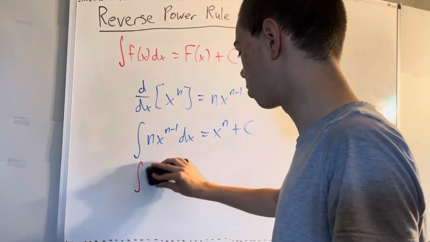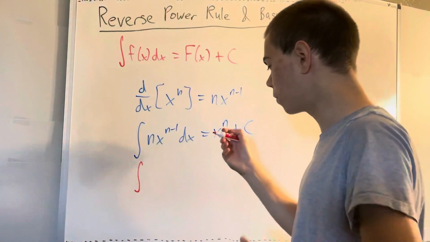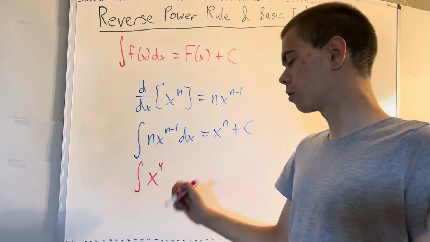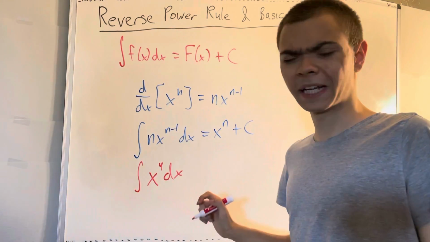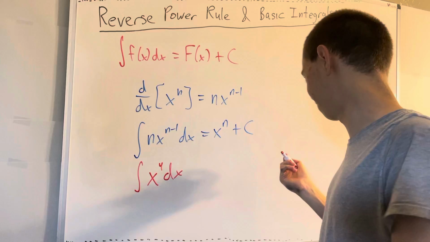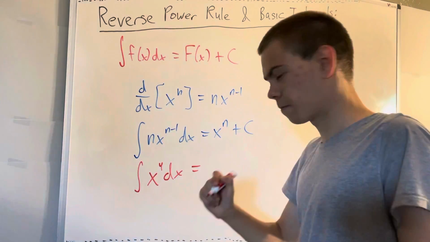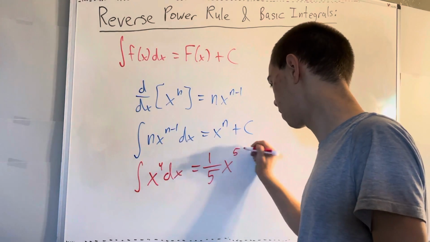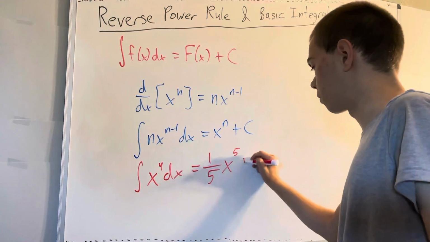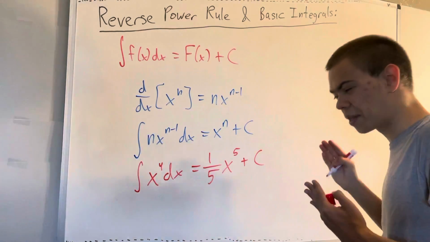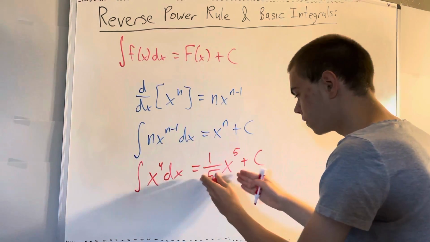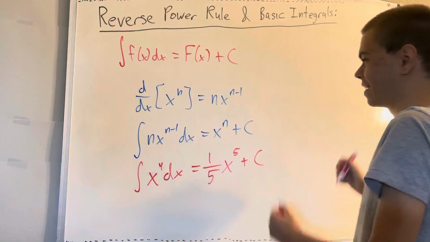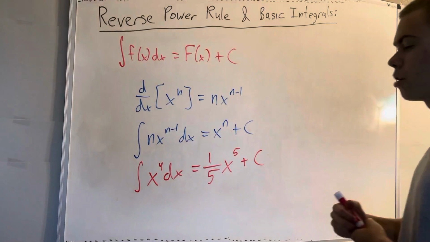So that's the integral of 4x cubed. But what if we wanted to find the integral of x to the 4th? What would this be? Well, if you think about it long enough, you'll figure out that it's going to be 1/5 x to the 5th, plus c, because if we were to use the power rule for this, you take the derivative of this, you will get x to the 4th. So that's the whole idea of the reverse power rule, is how do we go from here to here?